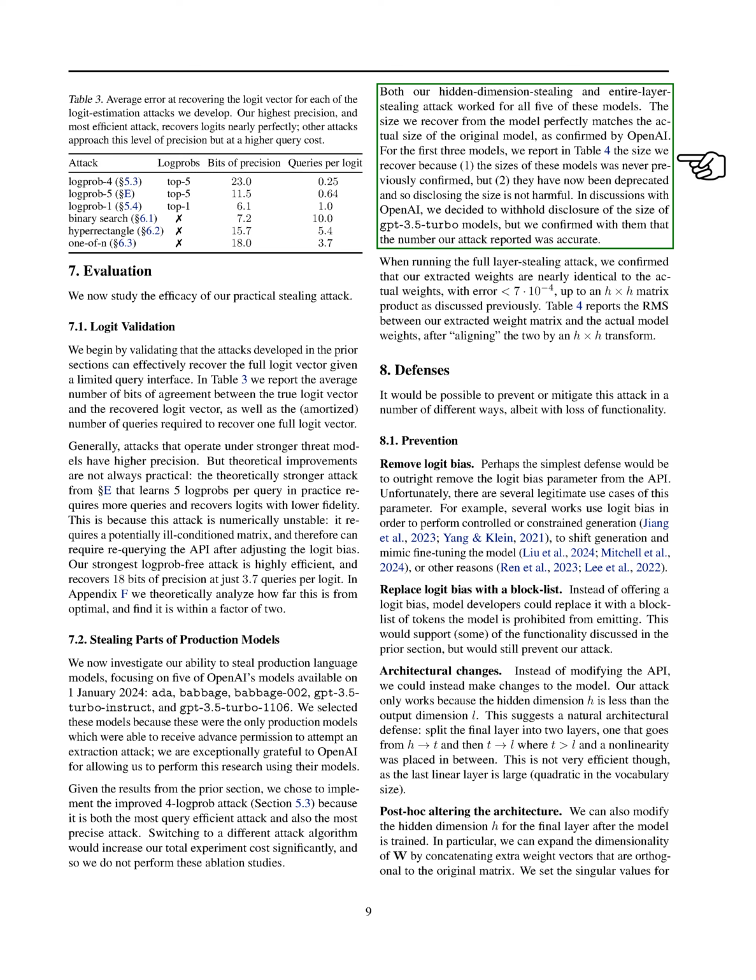Both our hidden dimension stealing and entire layer stealing attacks successfully worked for all 5 models, accurately recovering the model sizes. While we disclosed the sizes of 3 models that were deprecated, we withheld the size of the GPT-3.5 turbo models as per agreement with OpenAI. Our full layer stealing attack also yielded weights that closely matched the actual weights, with minimal error, as reported in the table.